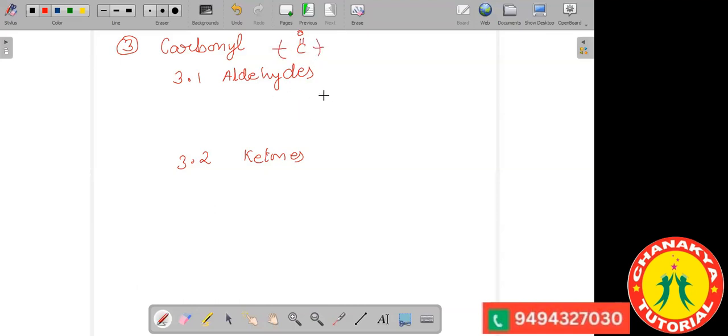In the aldehydes, they are something like this: C double bond O, and one of the bonds is attached to hydrogen. So it becomes an aldehyde. As you can see, carbon can form four bonds. So two bonds of this carbon are made with oxygen, and the other two bonds are single, they can be attached anywhere. In the aldehydes, one of these is attached with hydrogen. So this is your aldehyde. We also write it like this, the CHO group.